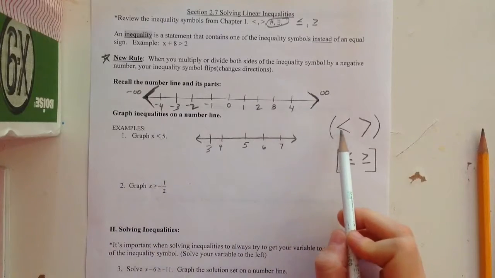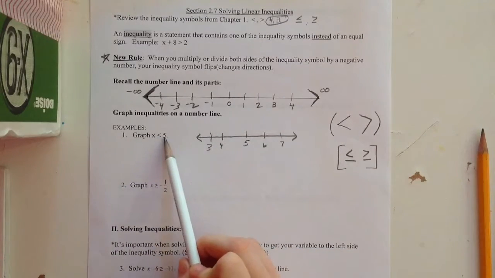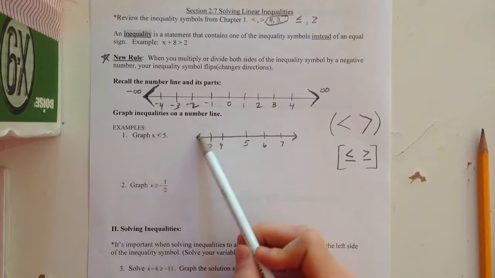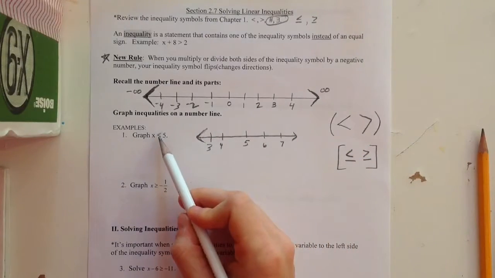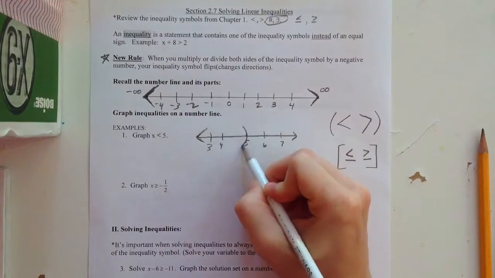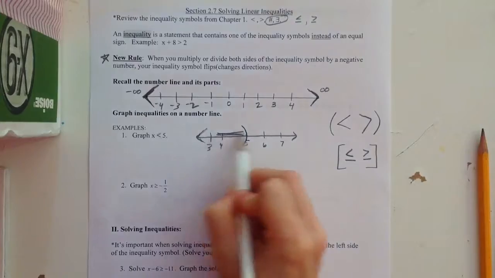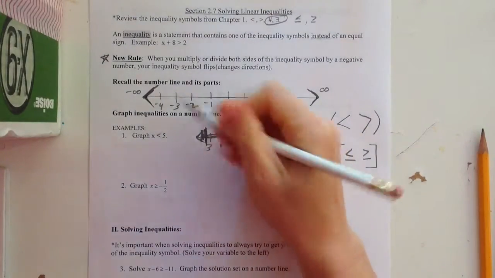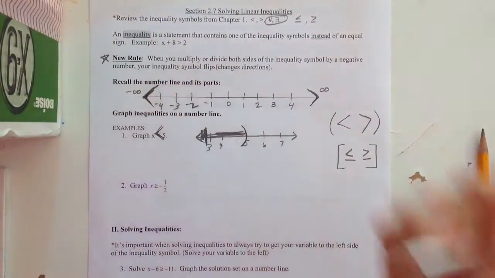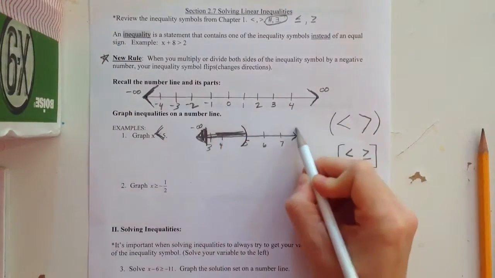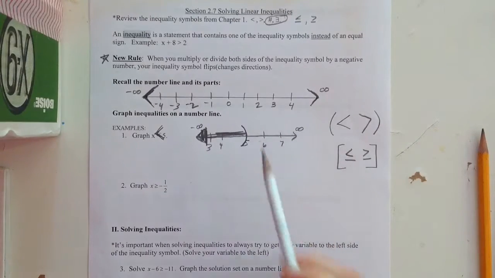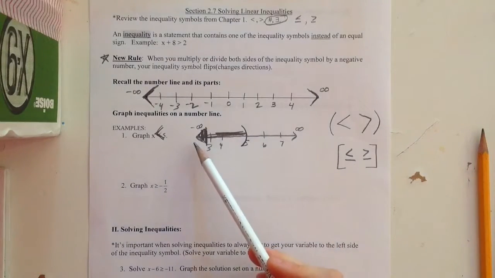So that means that I'm going to use a parentheses at my 5. And also, if you notice, this matches this direction. It also is pointing to the left. So your inequality symbol is going to point in the direction you want to shade. So I want to use a parentheses at 5, and I want to shade to the left. Now, why to the left? Because my inequality symbol is pointing to the left. So I have a parentheses at 5, and I shade all the way to the left.